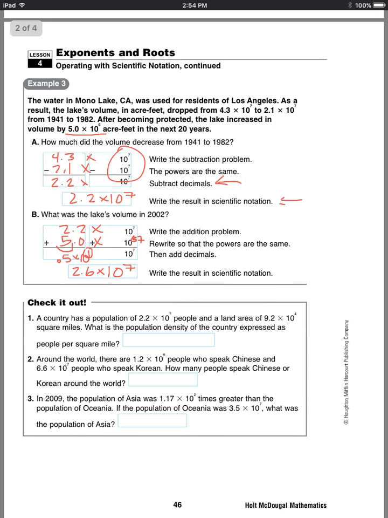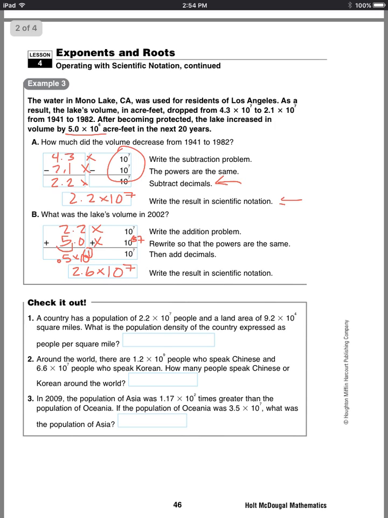Around the world, there are 1.2 times 10 to the 9th people who speak Chinese and 6.6 times 10 to the 7th people who speak Korean. How many people speak Chinese or Korean around the world? That is a total that goes with example 3. And you are going to have to find common exponents.